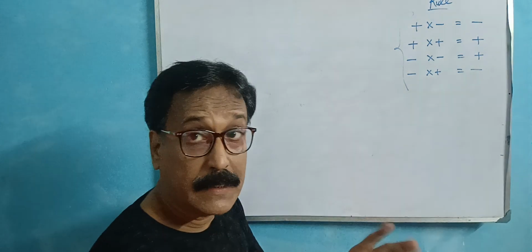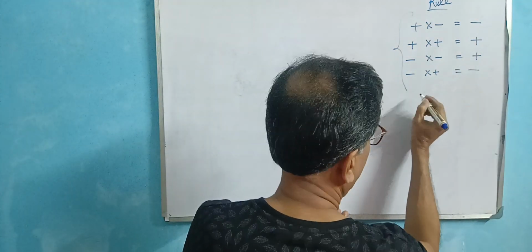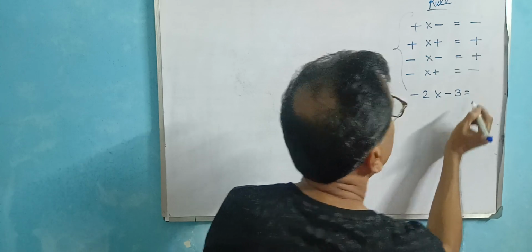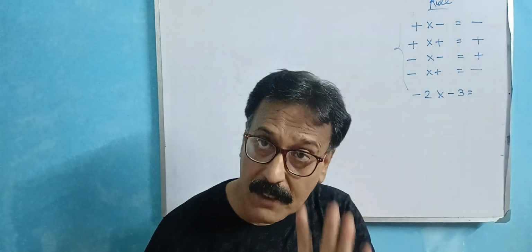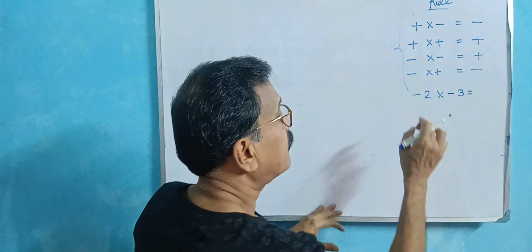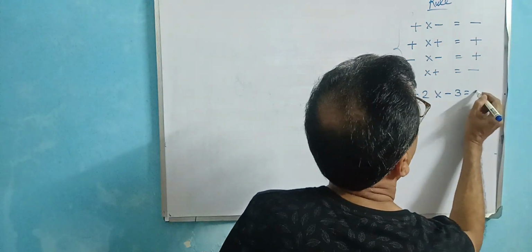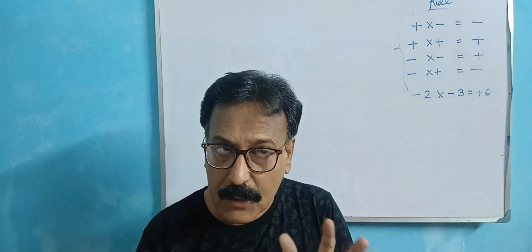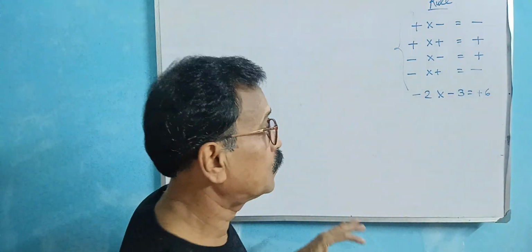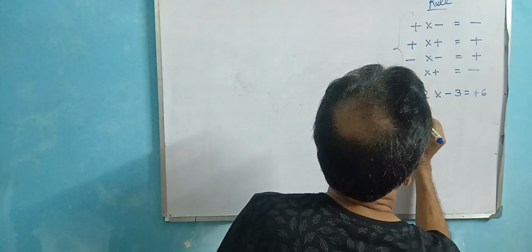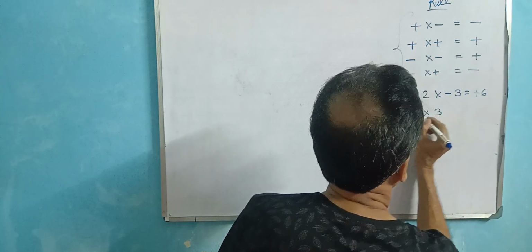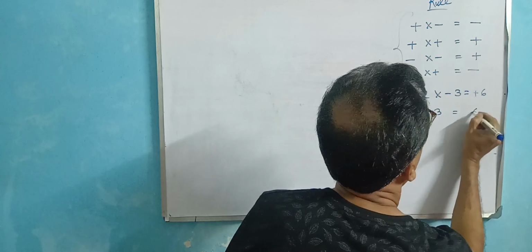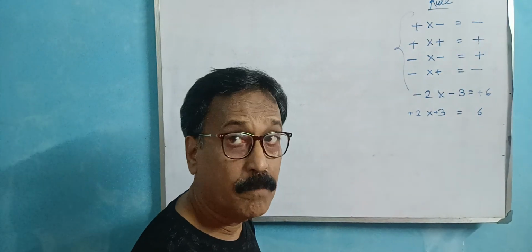Suppose in arithmetic, minus 2 into minus 3, what is the answer? Very easy. First you determine the sign. Minus minus is plus, and 3 twos are 6. Don't panic, just understand what is happening. If it is 2 into 3, there is no sign, that means plus, so plus plus plus, 3 twos are 6.